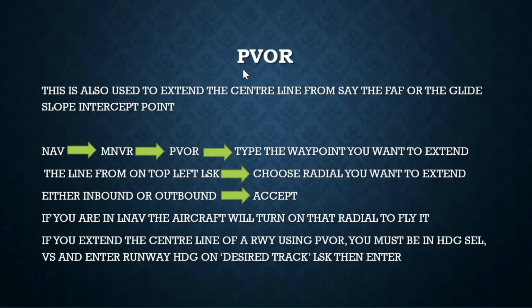Okay guys, in this other exercise we talk about what you call the PVOR. The P stands for pseudo, spelled PSEUDO. This function is very handy when you want to extend the center line. When you're under radar vectors, likely you'll be in heading select and vertical speed mode. So you can extend the center line from the center fix for an ILS, for example, or the final approach fix for a non-precision approach, to infinity.